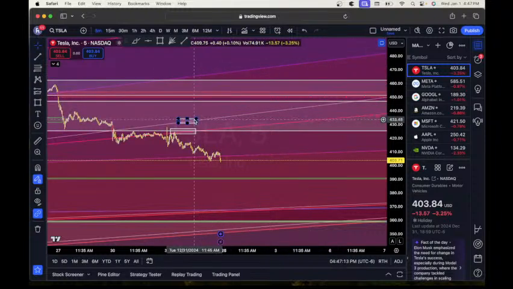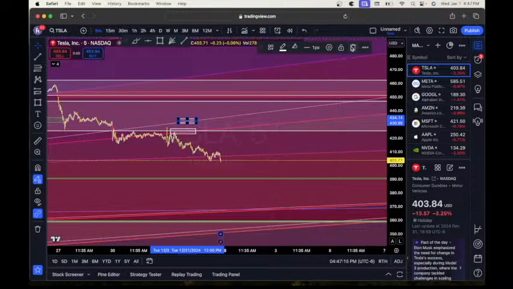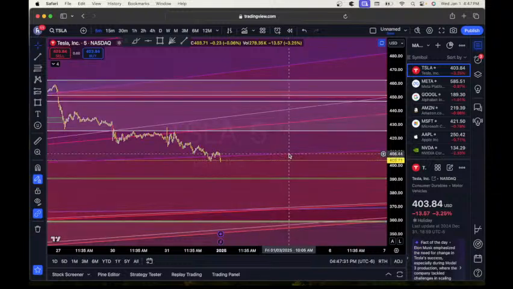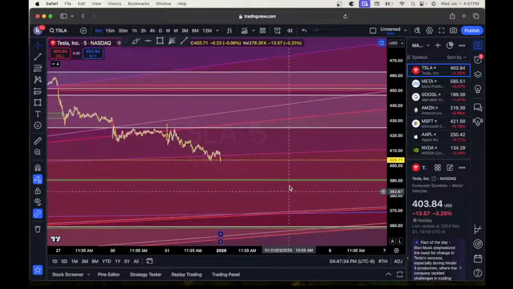And get rid of some of this just so I can clear up the scenery. Right now, I see this gap right here at 390 wanting to be filled. I wouldn't be surprised if we go ahead and fill that and then retrace back to the upside around the 408. But we had these little small gaps in the price action.